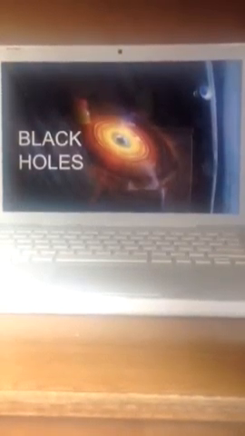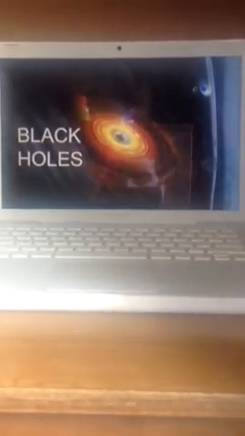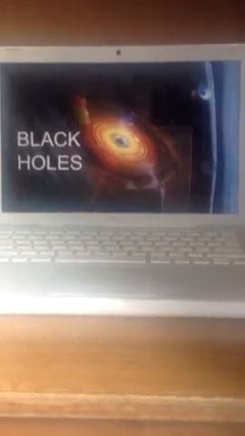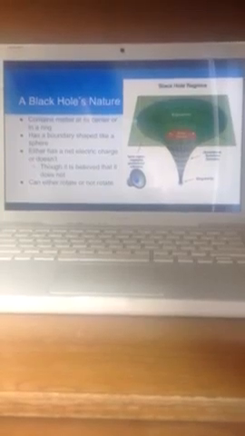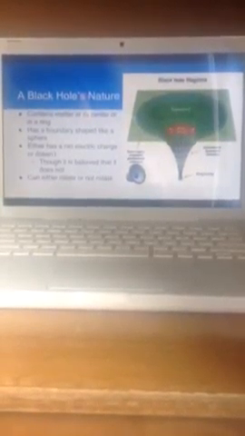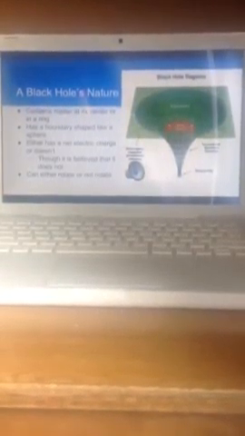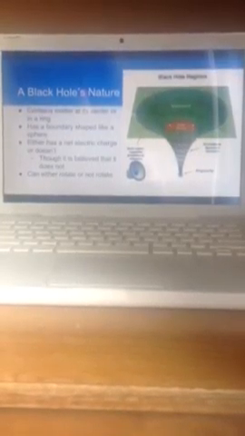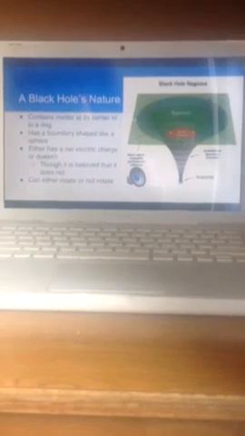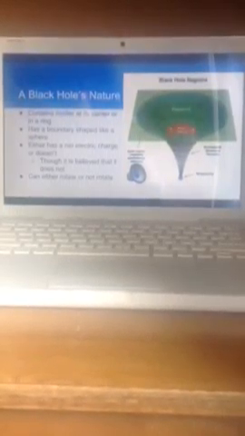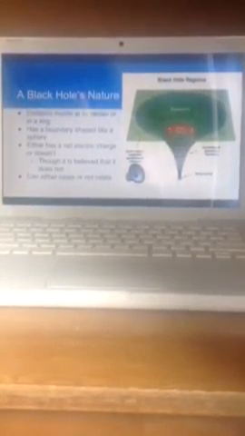And now I will be talking about black holes. Now here is a black hole's nature. They contain matter in the center in a ring. Its boundary is shaped just like a sphere. It either has a net electric charge or doesn't, but it's commonly believed that they don't. And they either rotate or they do not rotate.